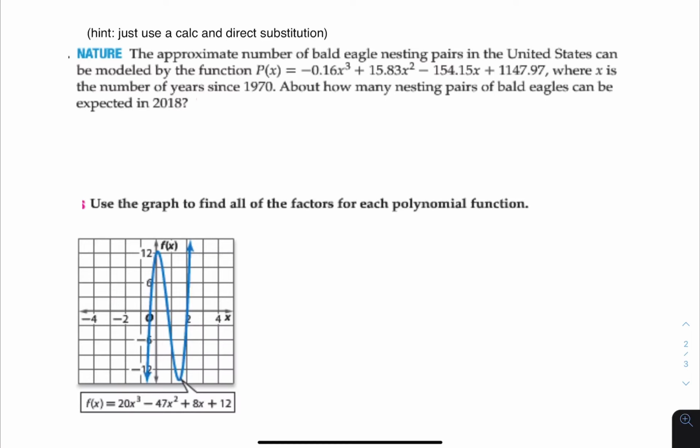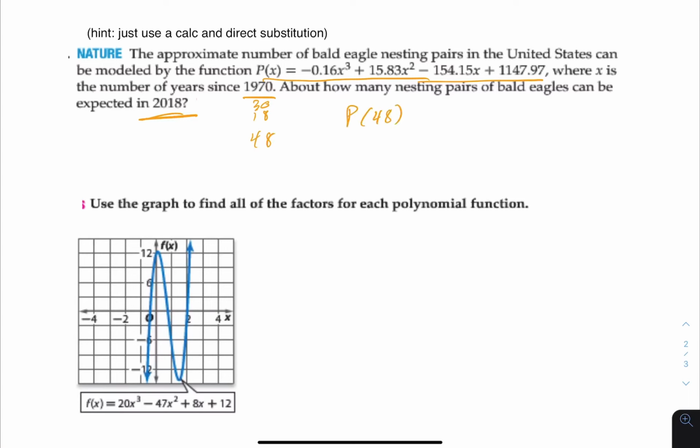Application: the approximate number of bald eagle nesting pairs in the United States can be modeled by this function. It's an ugly function, where x is the number of years since 1970. How many nesting pairs of bald eagles can be expected in 2018? So we're going from 1970 to 2018. That is 30 plus 18, so 48 years. So they want us to do P of 48.